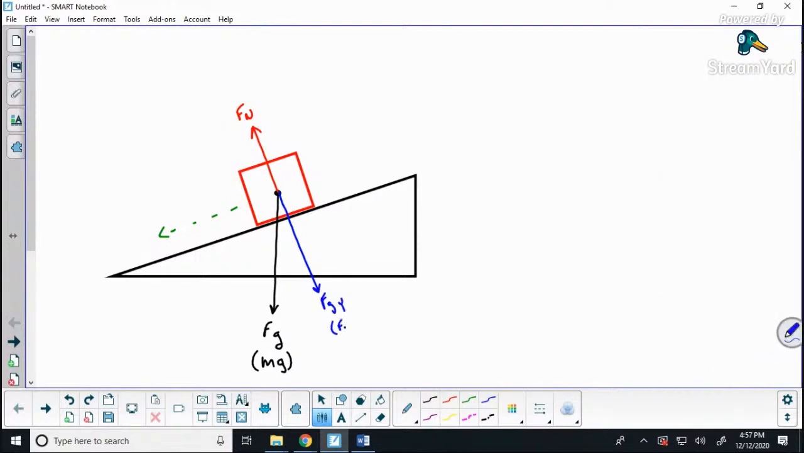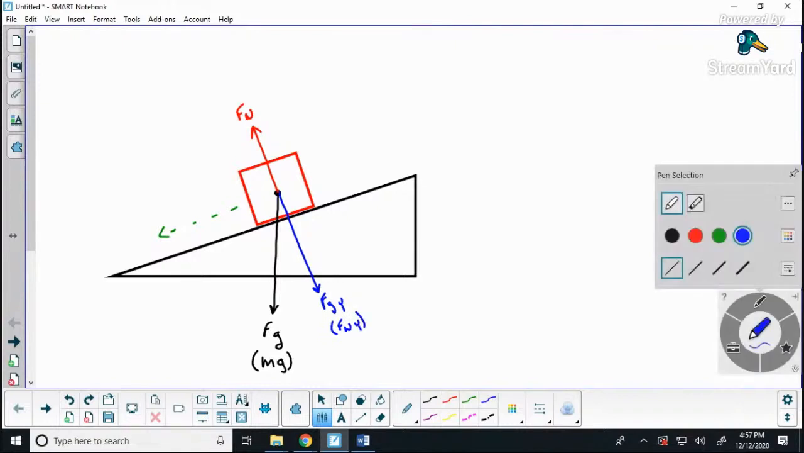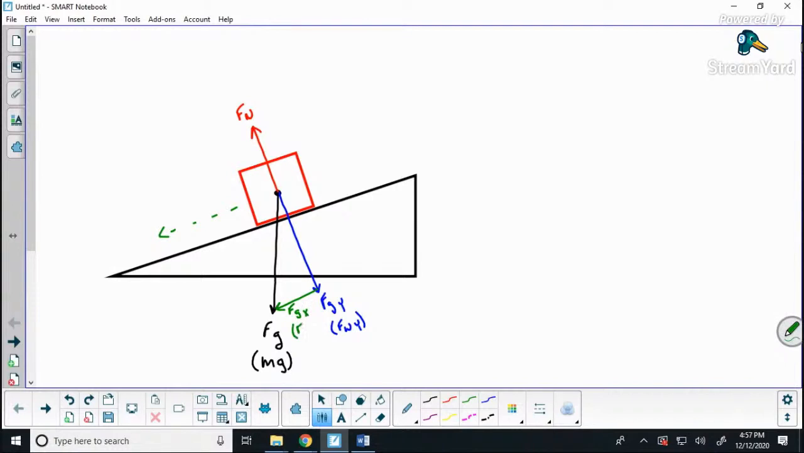Some textbooks will denote it as force of normal in the y. Either one is acceptable. The other force that I now have, when we're looking at this, is that force directed down the plane, and that would be force of gravity in the x, which again, some textbooks will put as force normal in the x, simply so you don't have three forces of gravity there. Instead, you can think about force normal acting in two directions, in the y and then in the x, and that's perfectly fine.